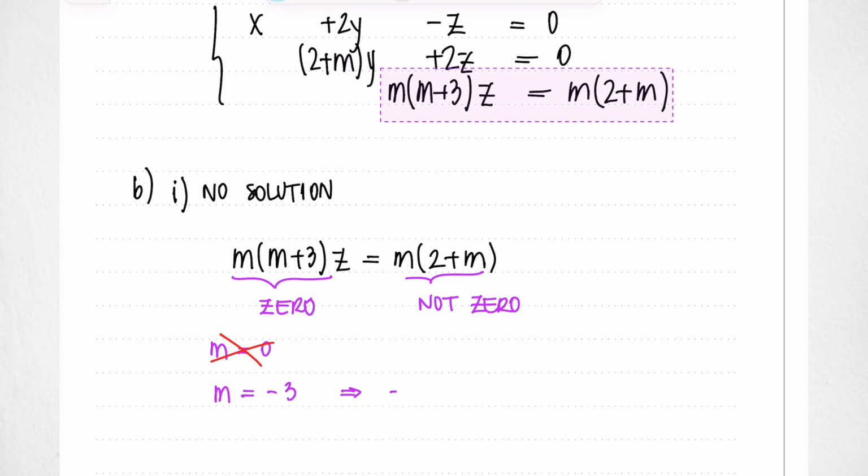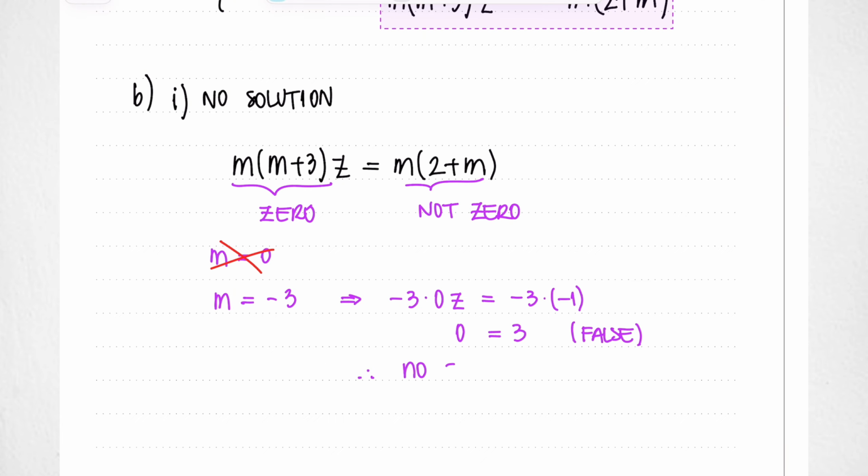Let's try it with m equals negative 3. If m is equal to negative 3, we have negative 3 times negative 3 plus 3, which is 0. Z equals negative 3 times negative 1, which means that we get 0 equals 3, which, of course, is false. What does it mean? It means that we have no solution if m is equal to negative 3.